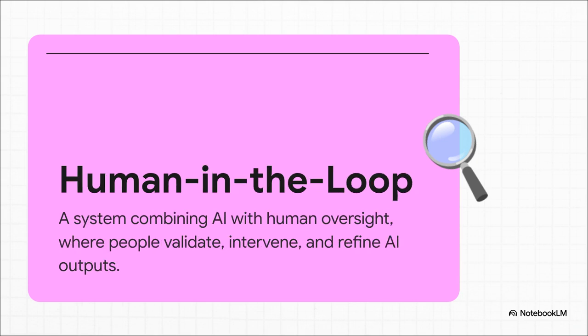And this is absolutely critical. We can't just set the machine loose and hope for the best. That's where the human-in-the-loop idea comes in. It's about combining the sheer computational power of AI with human judgment and common sense. It means having real people, experts, who can validate the AI's work, step in when it's going off track, and basically act as the ultimate quality control.